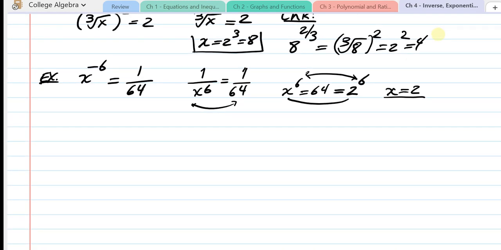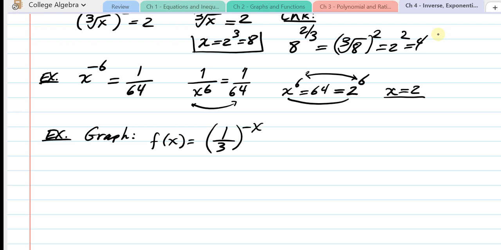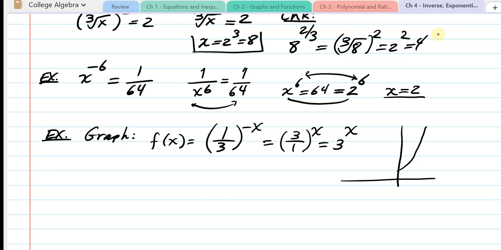All right. And let's wrap this up with one graph of this kind. Suppose I want to graph this function, f of x equals (1/3) to the negative x. So it is an exponential function. The exponent is negative, right? So what I'm going to do is change this to a positive exponent. And that's just 3 to the x, isn't it? And we know what the general graph looks like if the base is greater than 1. And there you go. That'll be the graph of this function.